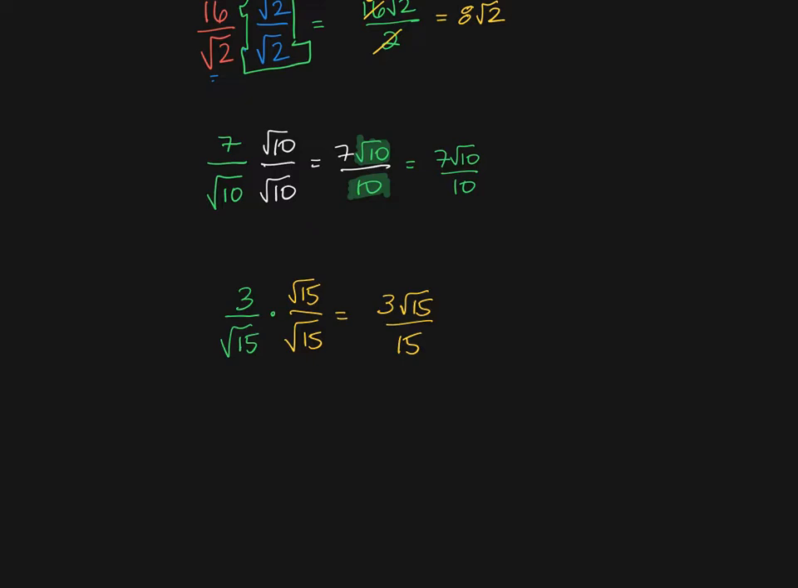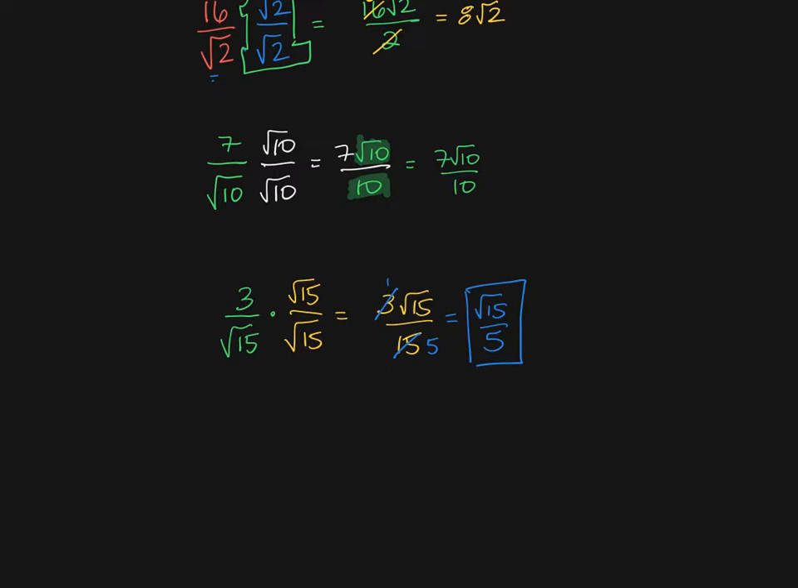The 3 and the 15. If I divide by 3 on the top, I get 1. When I divide by 3 on the bottom, I get 5. So my final answer is root 15 over 5. And again, the 5 and the 15 can't cancel. They're two different types of numbers.